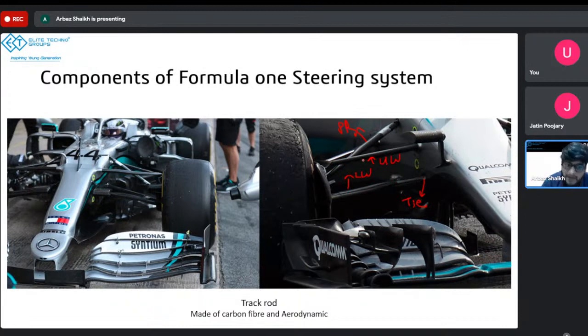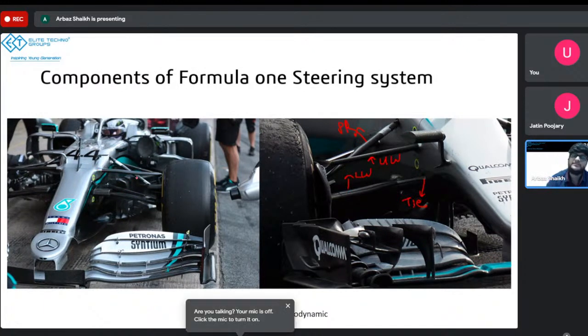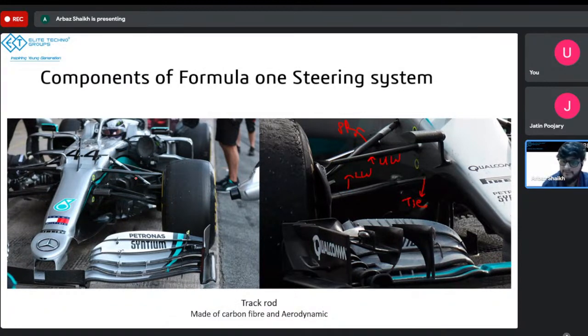You'll see all of them are made in such a way that they have the cross section of an aerodynamic wing. This cross section is similar to this cross section over here. And in this picture also, you can see clearly that they are aerodynamically enhanced. Now, why do they do this? Because if we use round pipes, just like we use in a commercial vehicle or any other vehicle, they will generate a high amount of drag, and we don't want drag on a Formula One vehicle. That's why these are made aerodynamically.